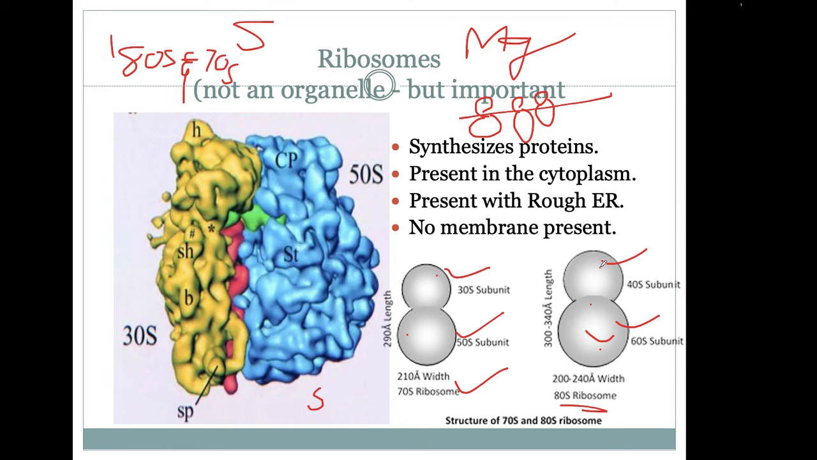The subunits of ribosomes are held together with the help of magnesium ion. This is the main important point. Both subunits of ribosomes are held together with the help of magnesium ion.